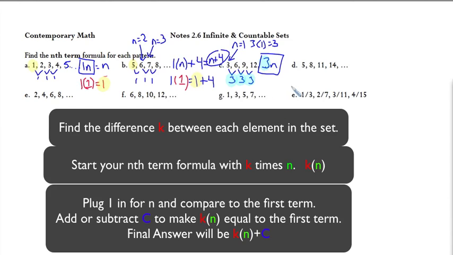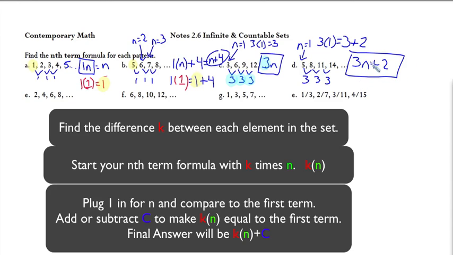Let's try another one together. So we find the differences. We get 3, 3, 3. That means it's going to be some sort of 3n. We're going to plug in n equals 1. So 3 times 1, well, that equals 3, but it needs to equal 5. So how do I get 3 to equal 5? Plus 2. We're going to add 2 right there, 3n plus 2. And again, you can always go back and check. If I plug in n equals 2, I would get 3 times 2 is 6 plus 2 is 8.